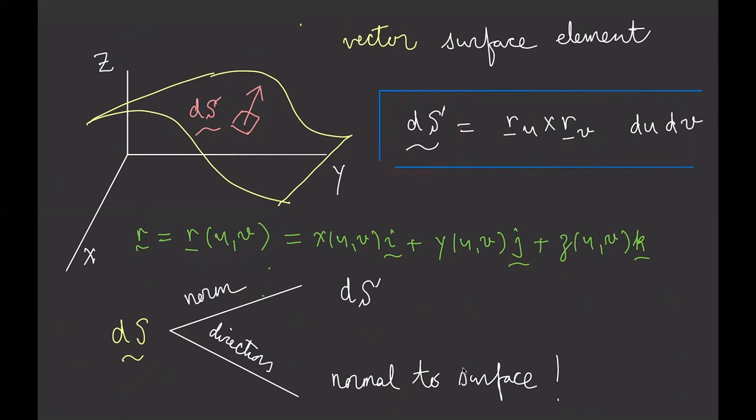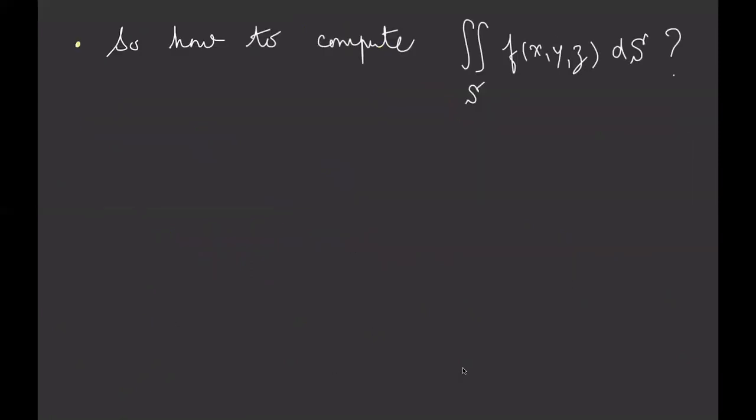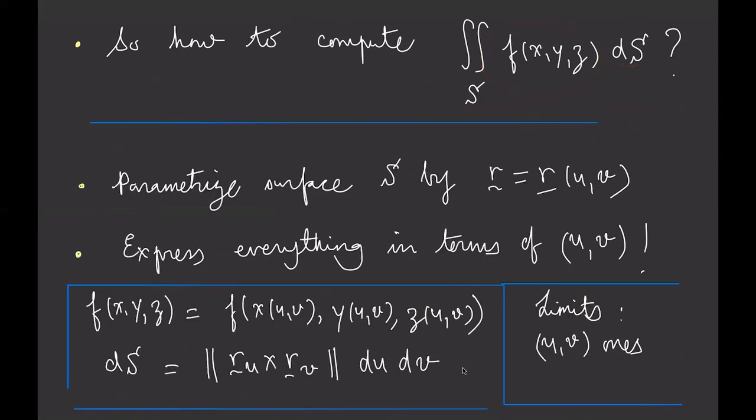Okay, so we've defined the vector surface element. Now, the whole point here, my motivation, was how to compute an integral of this form. We had some given function, and we're trying to integrate this over a surface. Well, here's how we do this then. The difficulty we had was that we had these three variables over here, but we want to write everything in terms of two variables.